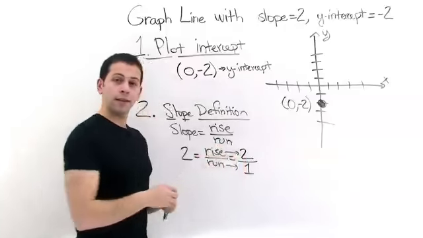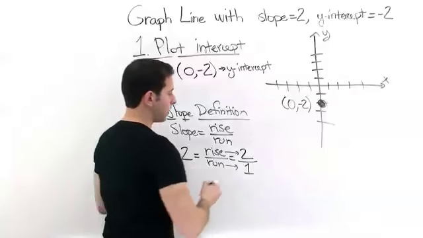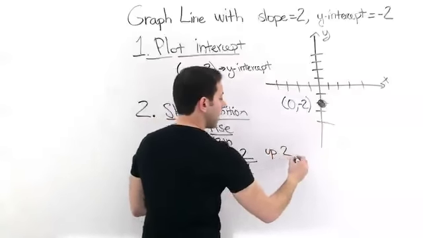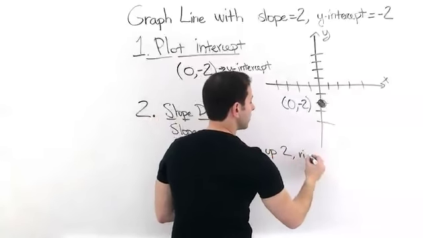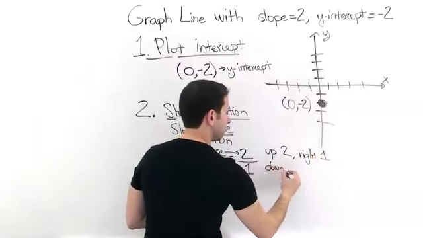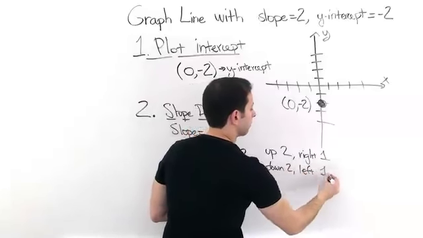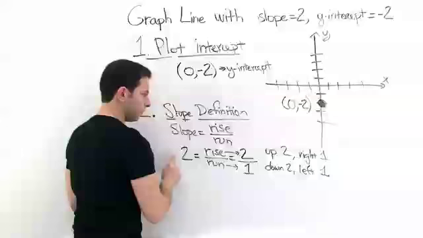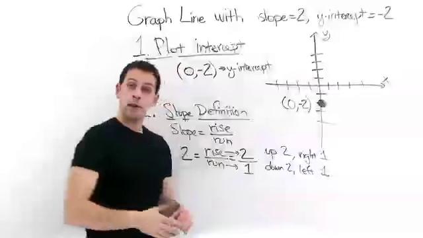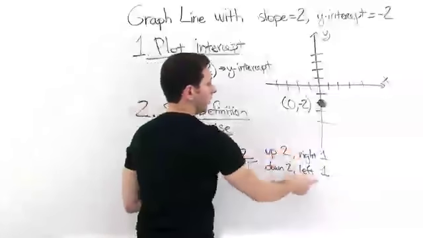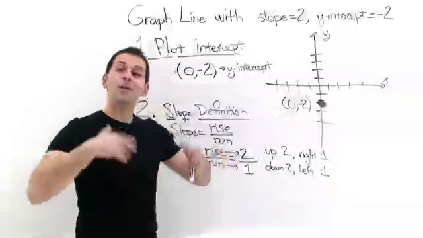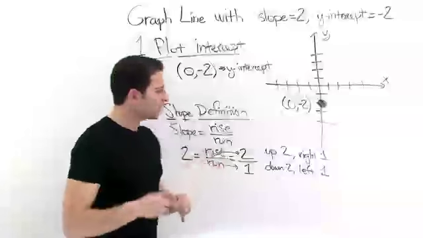Now, when it's positive like this, that means something very specific. That means that when you're making your line, your rise goes up by 2 and your run goes to the right by 1. Or it means you go down 2 and to the left by 1. If this was a negative number, well then we would go up and to the left or down and to the right. But because it's positive, it's up and right or down and left. Now what does that mean? Well, that means that we can use rise over run to find other points on the line. Let me show you how you do that.